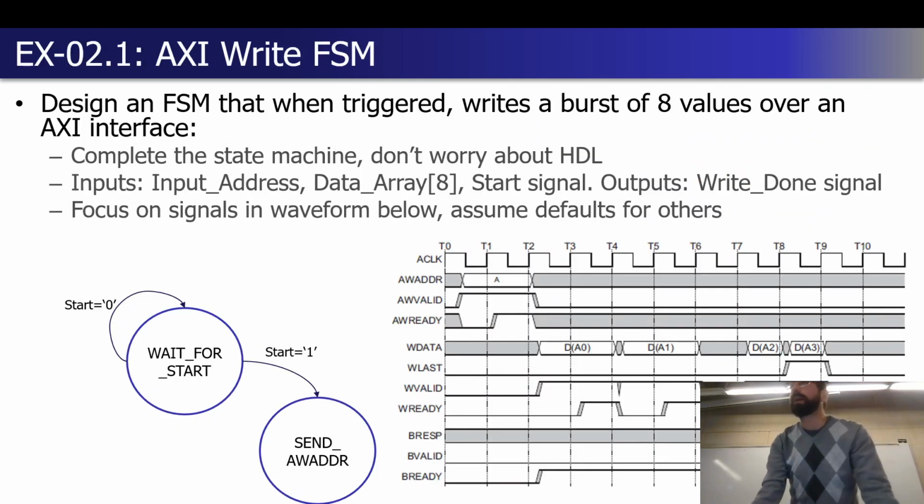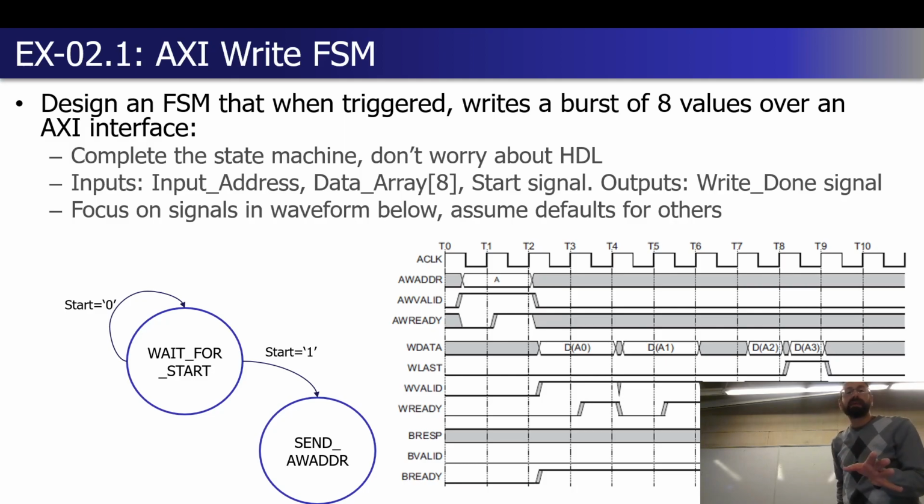I want you to give it a try. Let's take about 5 minutes. Chat with someone near you, scooch over if need be, and let us try, knowing that it's not going to be perfect because we're just doing this via pencil and paper right now. Try to design an FSM that, when you've triggered it, writes a burst of 8 values over an AXI interface. Just do the state machine and don't worry about the VHDL for this for now.